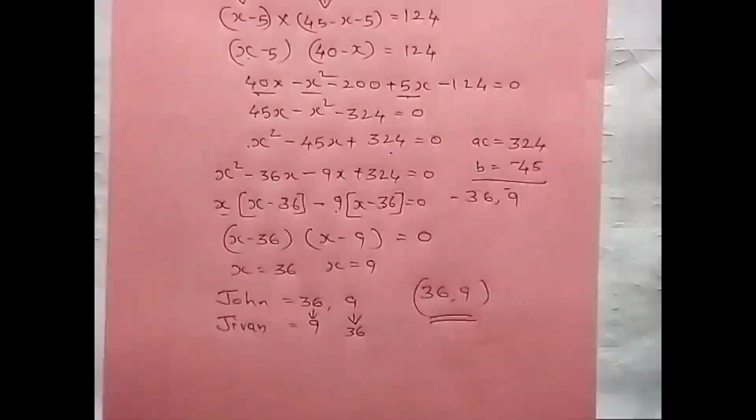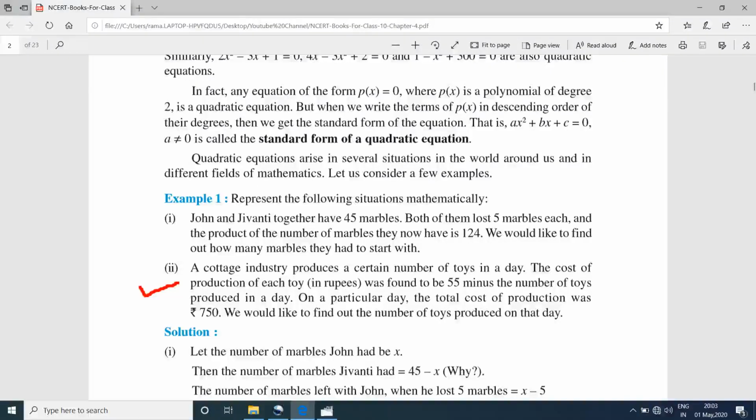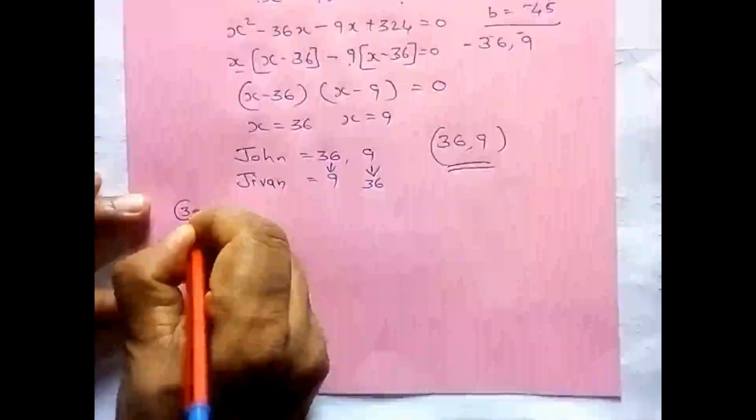Now we are going to the second example. A cottage industry produces a certain number of toys in a day. The cost of production of each toy in rupees was found to be 55 minus the number of toys produced on that day. On a particular day, the total cost of production was 750 rupees. We would like to find the number of toys produced that day. This exercise also we did in the previous video, so we will go a little fast.